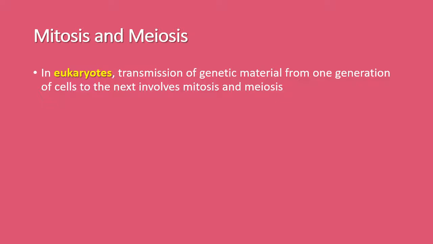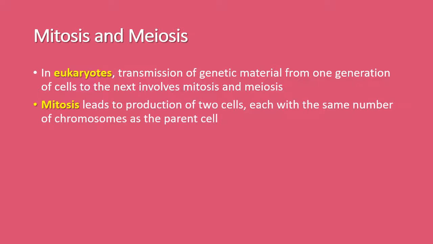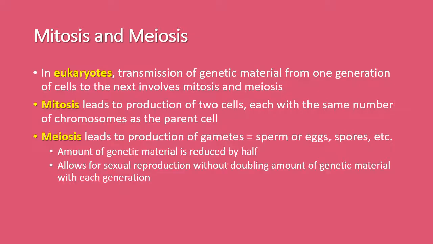So just a little bit more detail about meiosis and mitosis. We know that this is cell division. Mitosis will lead to the production of two identical cells, and those two identical cells will also be identical to the original parent cell and will all have the same number of chromosomes. Meiosis is going to be a little bit different. The genetic material is reduced by half, and this is important, like I said, because we don't want to double the genetic material every time we produce progeny.